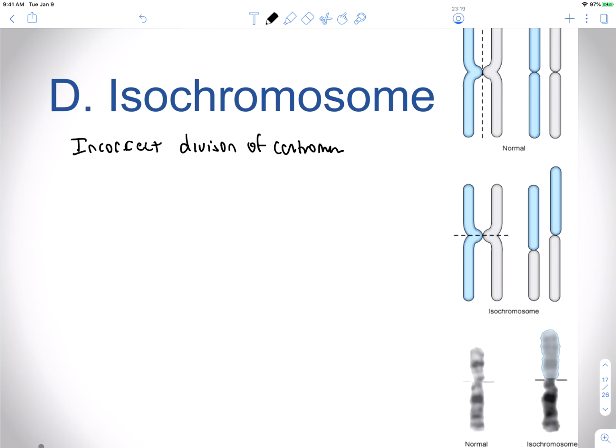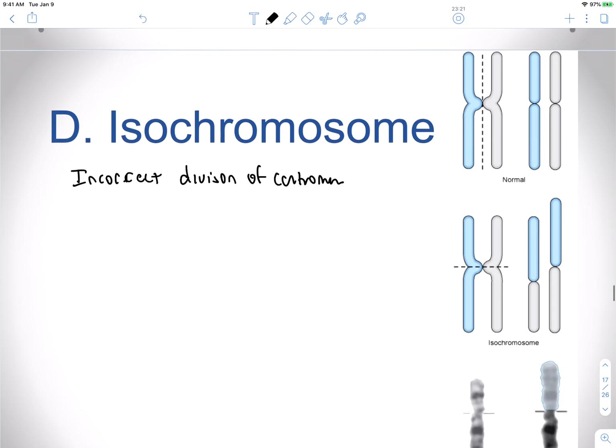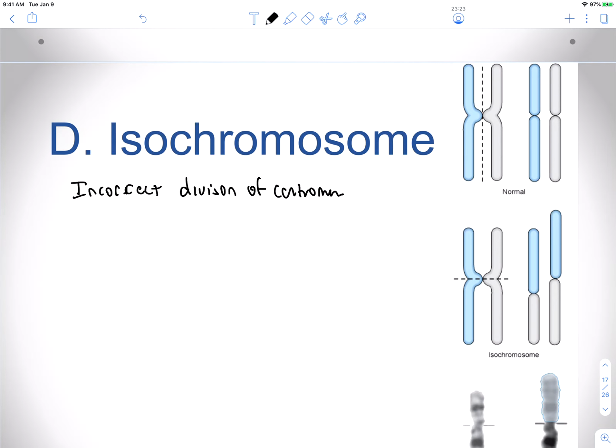And so you can see that in the case of a normal, you have your centromeres which are going to be replicated identically. And in the case of isochromosomes, the centromeres are off. And so most isochromosomes are going to be lethal.